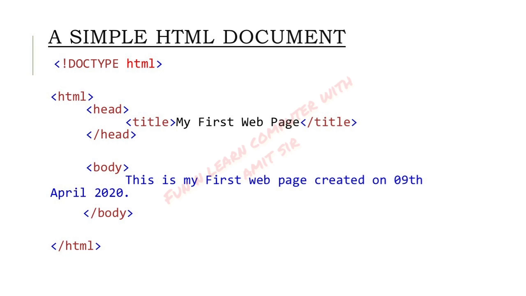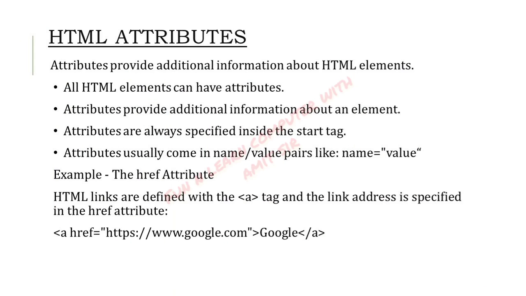Next, HTML attributes. Attributes provide additional information about HTML elements. All the HTML elements can have attributes. Attributes are always specified within the start tag. Attributes usually come in name/value pairs, like name is equal to value.